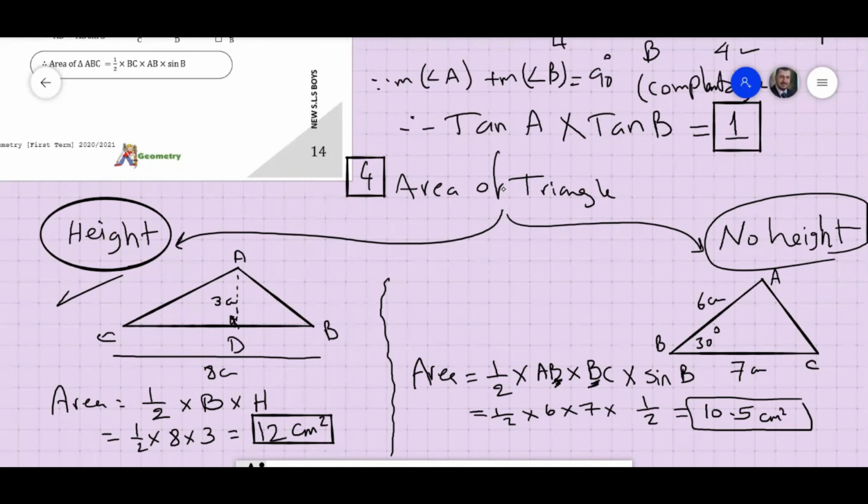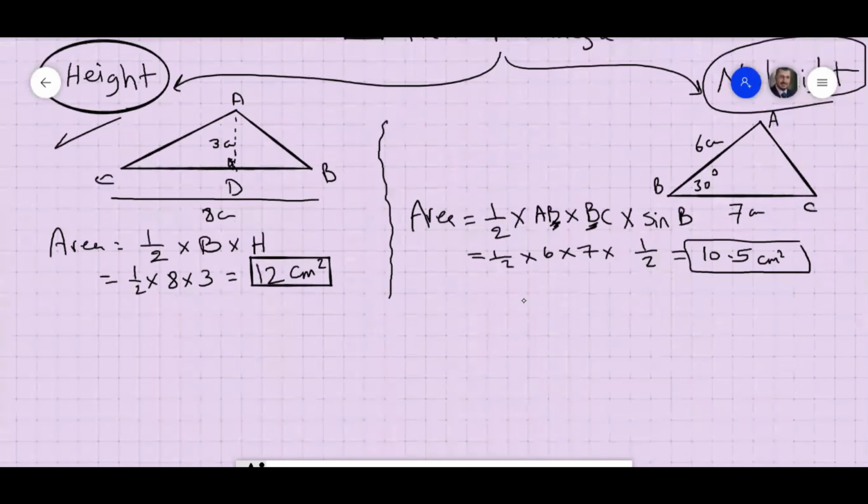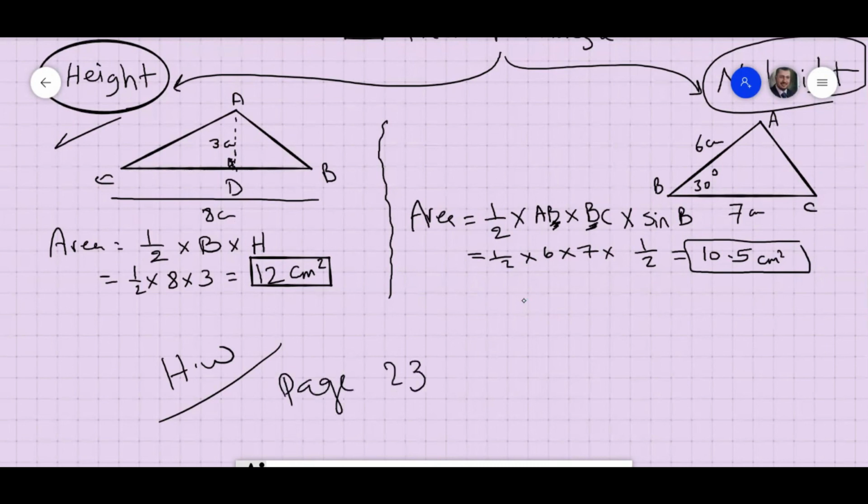This is our lesson today, Middle 3. And now we have finished unit 1, which is trigonometry. Okay? And you have homework in your booklet. You can solve page 23 in the geometry booklet.